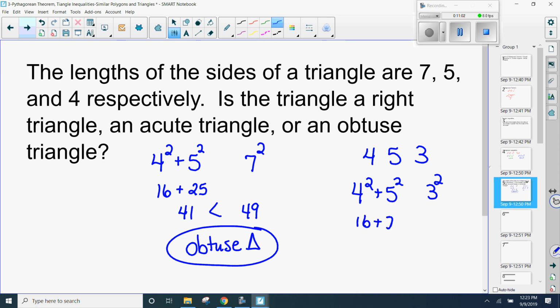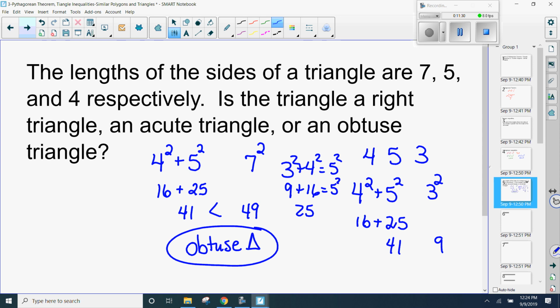16 plus 25, 41 compared to 9. You can't do that, because what do you know about a 3, 4, 5 triangle? It's a right triangle. We have a special right triangle known as a 3, 4, 5 triangle. That's a special type of right triangle because 3 squared plus 4 squared, you get 9 plus 16, which is 25, which is the same thing as 5 squared.